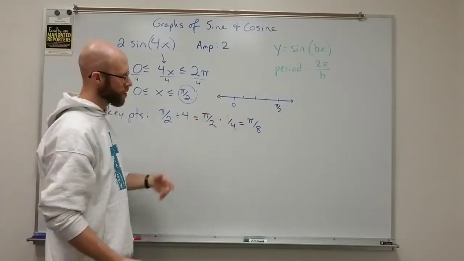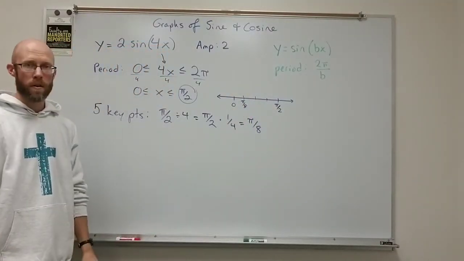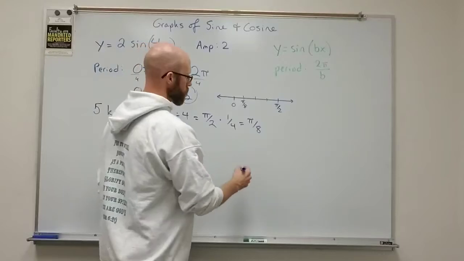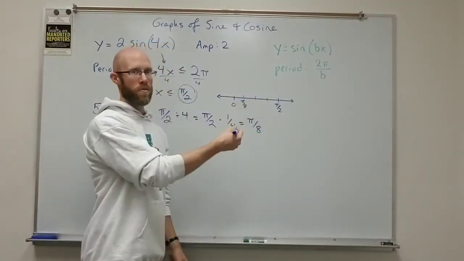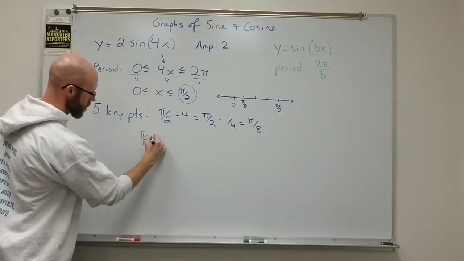So the first one, 0 plus pi over 8, is pi over 8. So that's the second point. The third point then would be, well, pi over 8 plus pi over 8 is 2 pi over 8, right? So I'll write these out.